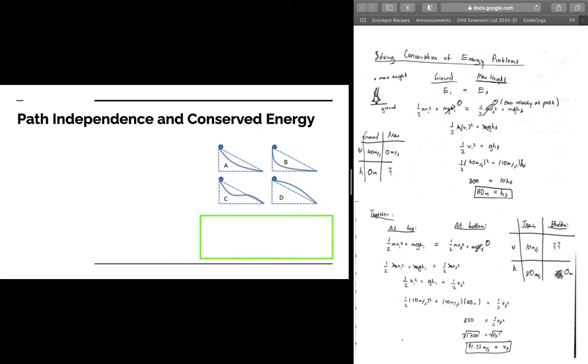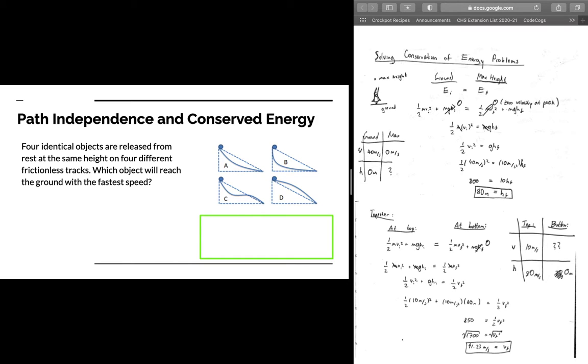So now let's take a look at path independence and conserved energy. Let's tie together some prior concepts that we have seen so far. So 4 identical objects are released from rest at the same height on 4 different frictionless tracks. Which object will reach the ground with the fastest speed?